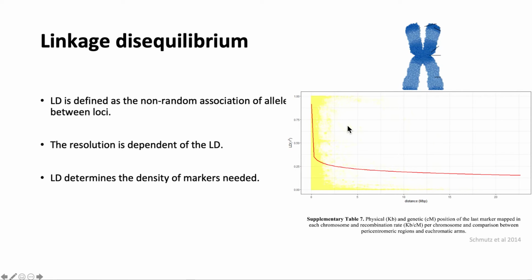And one thing with the LD is that, as you can imagine, the markers that are closer tend to segregate together, and as the distance between the markers gets bigger and bigger, the LD starts to decrease and they start to segregate randomly in the population.